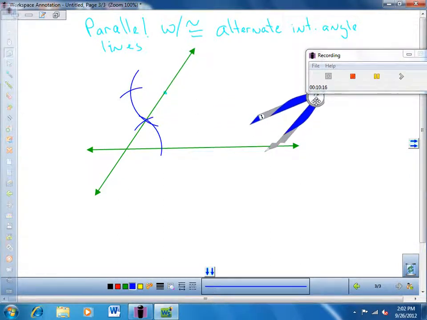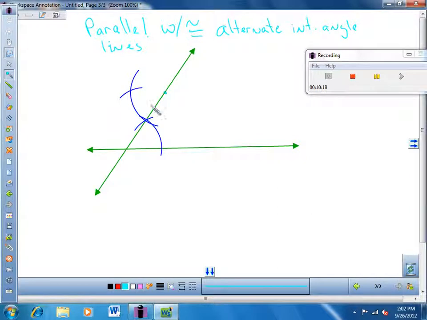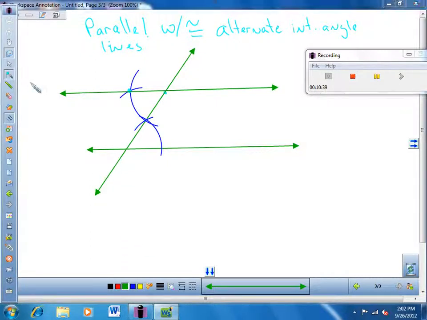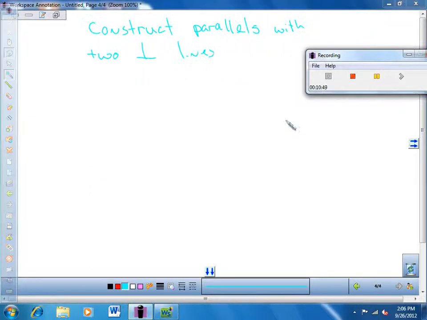And now, it takes practice, okay? I'm gonna put a point right there, and I'm gonna take my straight edge, and I am going to connect from here to there. And if I did it correctly, I should have a pair of parallel lines. Okay? So, not too bad.